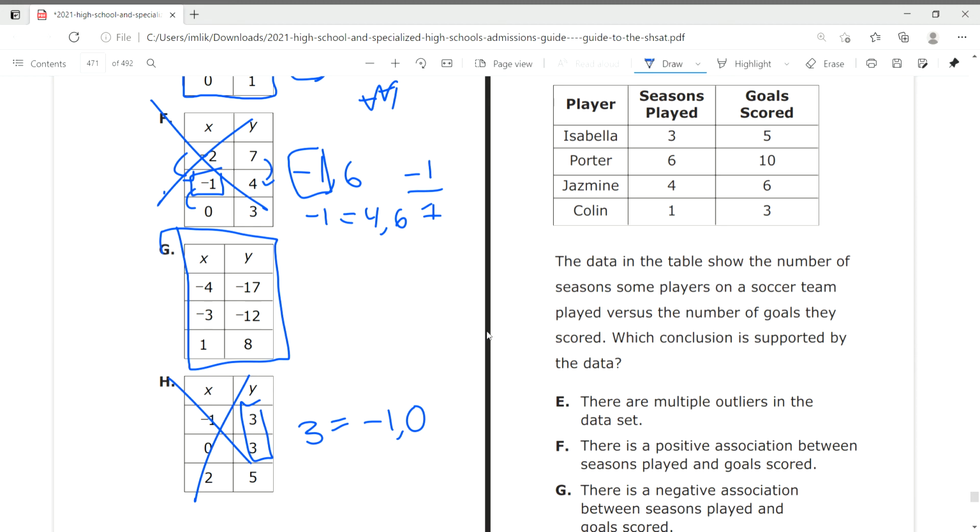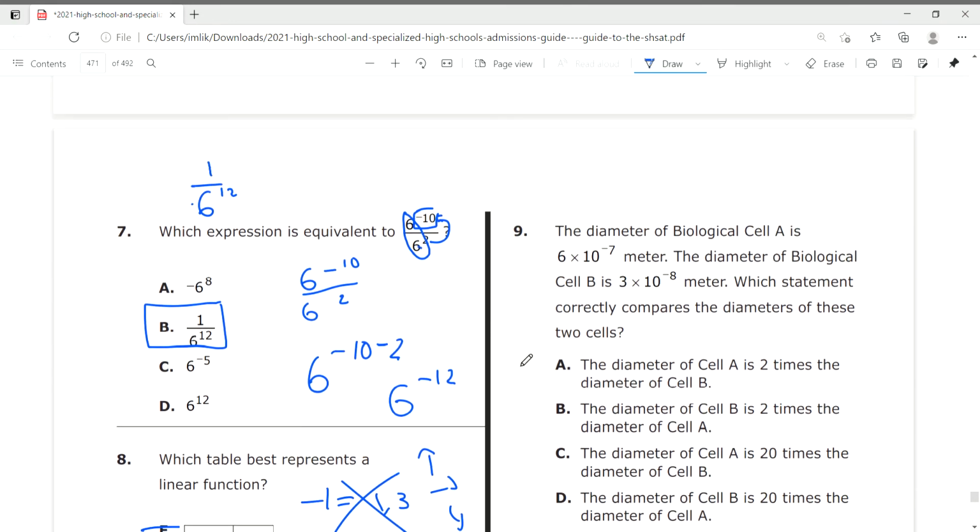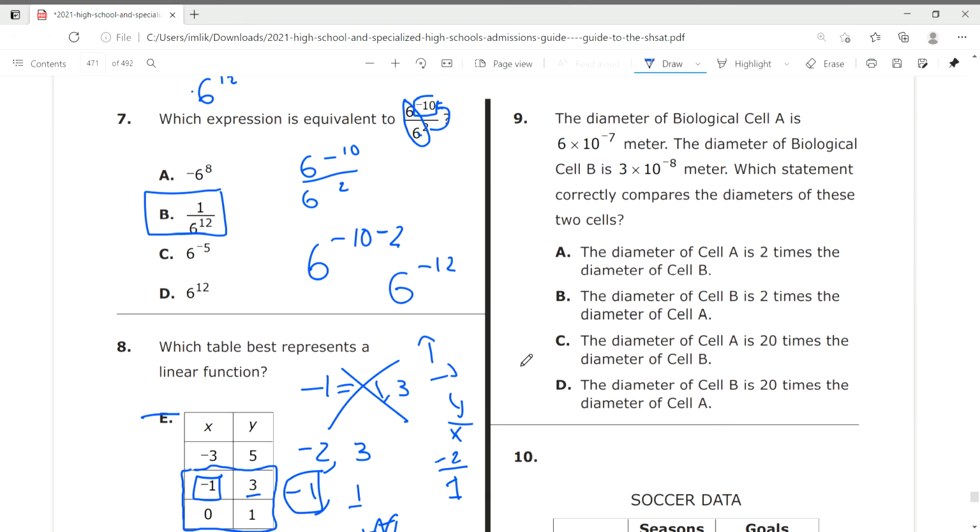It's linear. Just remember that in a linear equation, one point always has its own unique place. Nothing is ever duplicated. Nothing is ever the same, except for the origin. Alright, number 9. The diameter of biological cell A is 6 times 10 to the power of negative 7 meter. The diameter of biological cell B is 3 times 10 to the power of negative 8 meter.